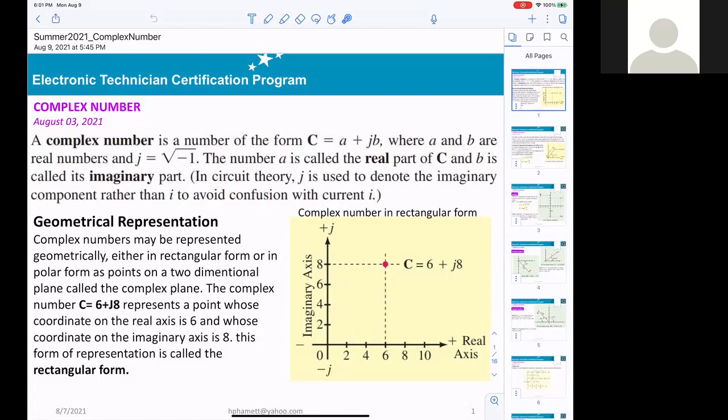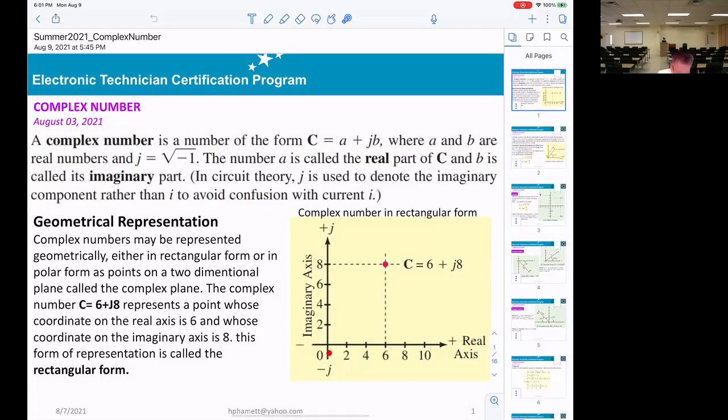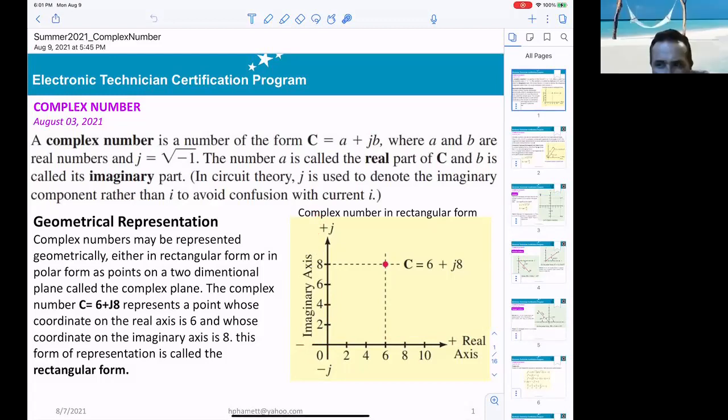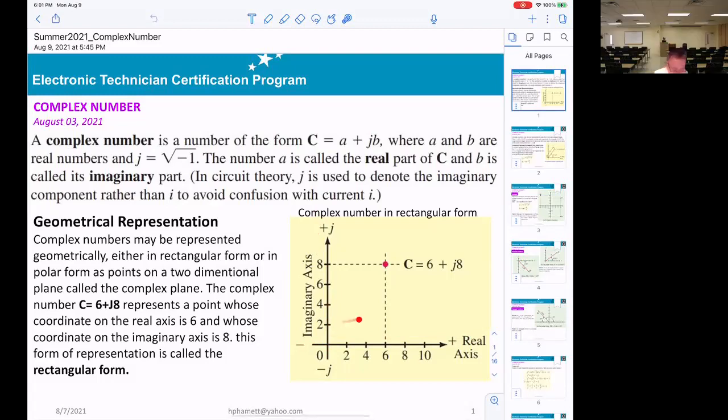From the real, go up to J. How many degrees? 90. This is 90 degrees, right? So now, J means rotate 90 degrees. And go J from here, go here, they still rotate 90 degrees. Keep going.